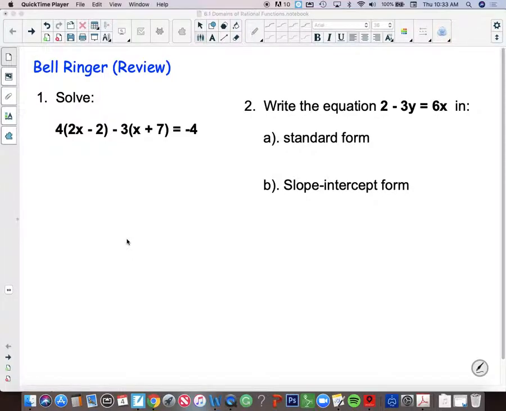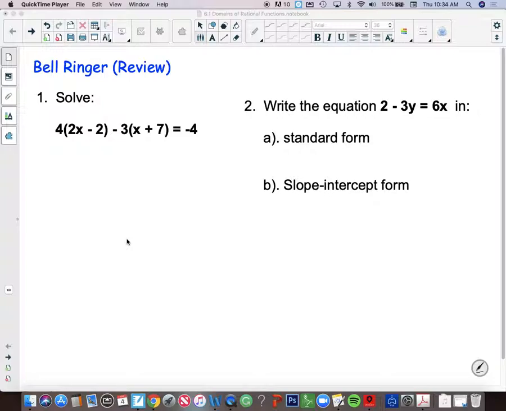Everybody, here is your bell ringer for the day. Make sure you get yourself a bell ringer sheet and work through these on your bell ringer sheet, and then we'll go through the solutions in a little bit. Please pause the video, have the students work through these, and then I'll go through the solutions, or you can press play again in a couple minutes.